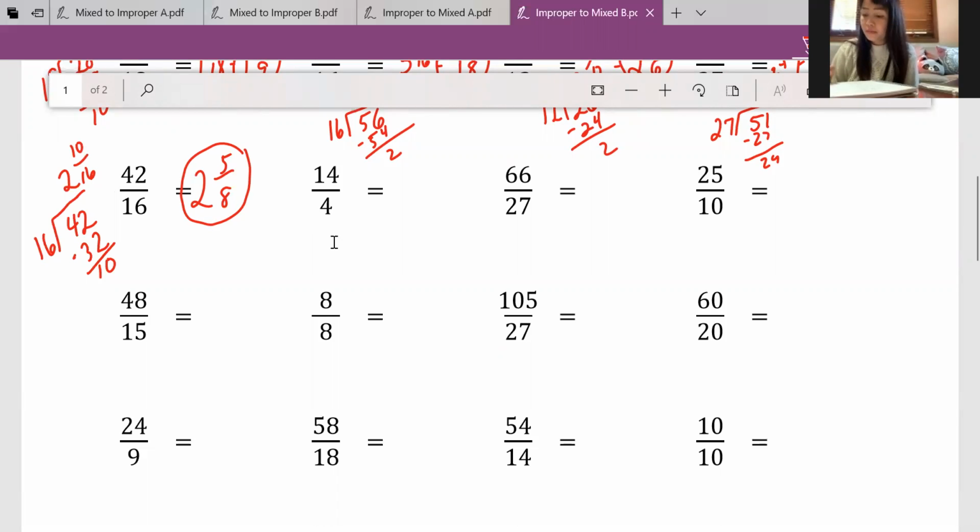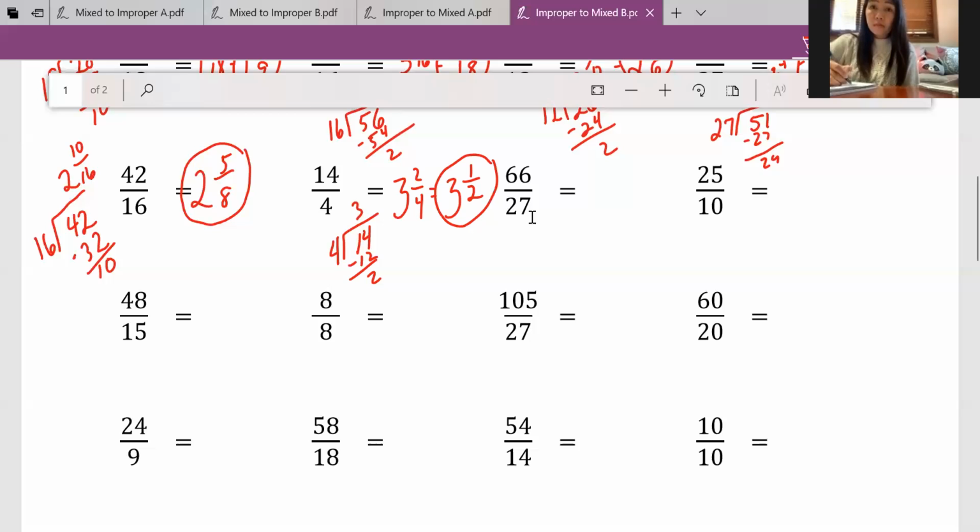4 is the denominator. It's also the divisor. 14 is the dividend. 4 fits into 14 3 times, 12. And I subtract, and there are 2 left over. So I have 3. That's the quotient. And 2 over 4. But that can be reduced because 2 is a common factor of 4. So if I divide 2 by 2, I'd get 1. If I divide 4 by 2, I'd get 2. So 14 over 4 is really 3.50, or 3 1/2.